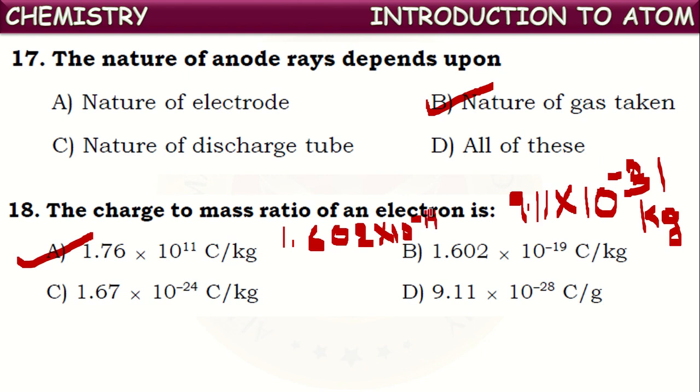Now if we calculate the charge by mass ratio, we get it as 1.6776 x 10^11 coulombs per kg. Okay, that is also called specific charge of electron, or e/m ratio. e represents charge, m represents mass. E by m ratio or charge to mass ratio, which is also called specific charge of electron. It is taken in coulombs per gram or coulombs per kg. Okay, now next question.